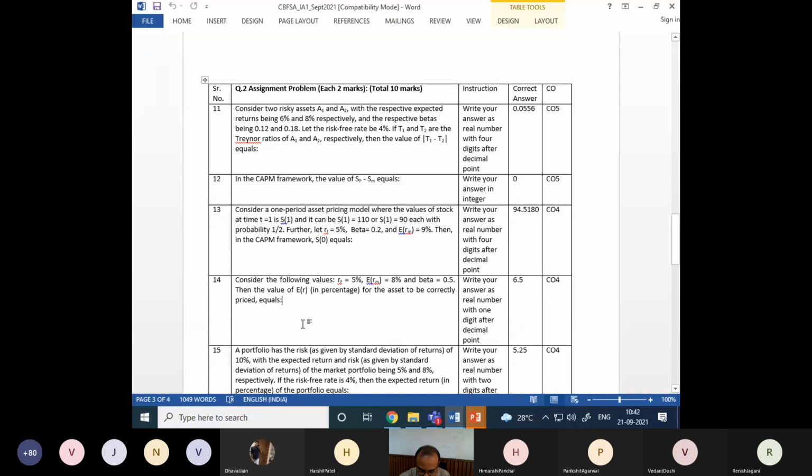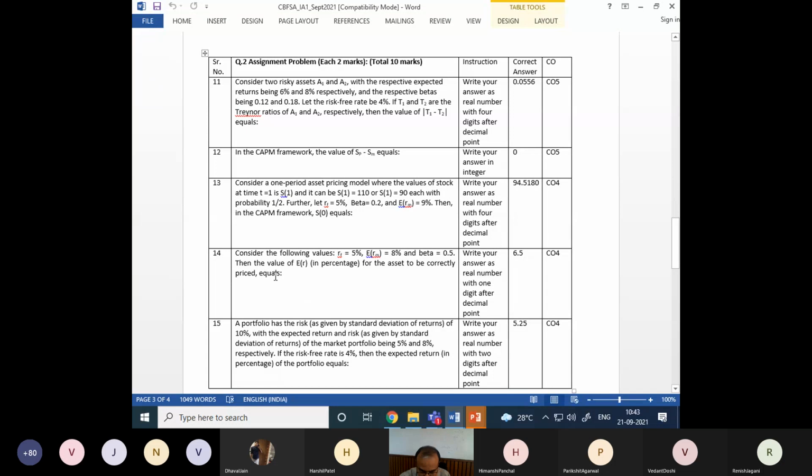Most of the equations are related to the CAPM equation because that's very important. That's why I have taken this CAPM equation in almost all parts, because CAPM compares your return with the market return.